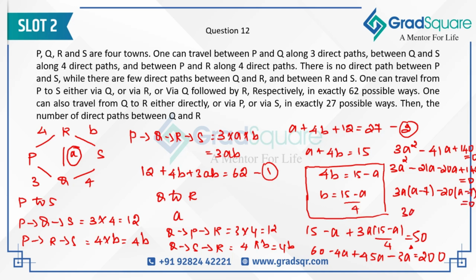So either it can be 3A minus 20 equal to 0 or A minus 7 equal to 0, which will give me A value to be 20 by 3 or A value to be 7. I can't take 20 by 3 because it's not an integral value, because number of ways can't be in decimals. So that means the number of possible ways from Q to R will be 7. So 7 is the answer for this question.